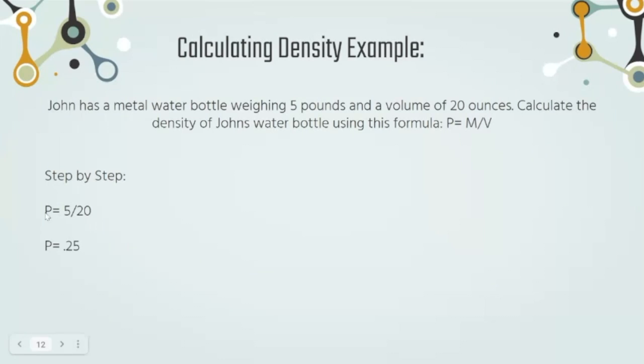Let's go step by step. The density is basically mass divided by volume. The mass shown is 5 pounds and the volume is 20 ounces. So it's divided by 20, which is 0.25. You can use the calculator to find this out.